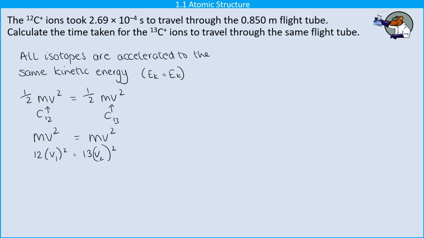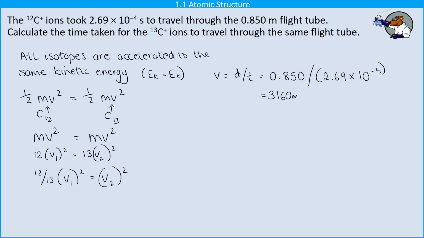So now I'm going to pull both of those numbers onto the same side of the equation to give me a conversion factor. So 12 over 13 multiplied by the velocity of the carbon 12 isotope squared is going to be equal to the velocity of the carbon 13 isotope squared. You can see now why I'm using V1 and V2 and not trying to write this all out in words every time. So what I now need is the velocity of that carbon 12 isotope. I know that velocity is distance divided by time, and given both of those numbers in the question, I can just substitute those in, and that gives me a velocity of 3,160 meters per second.